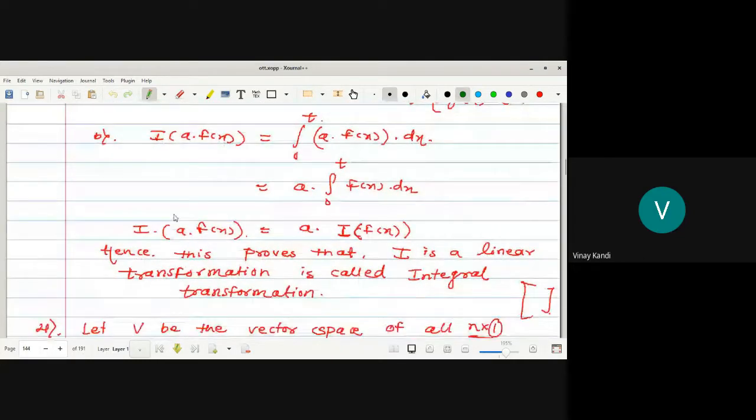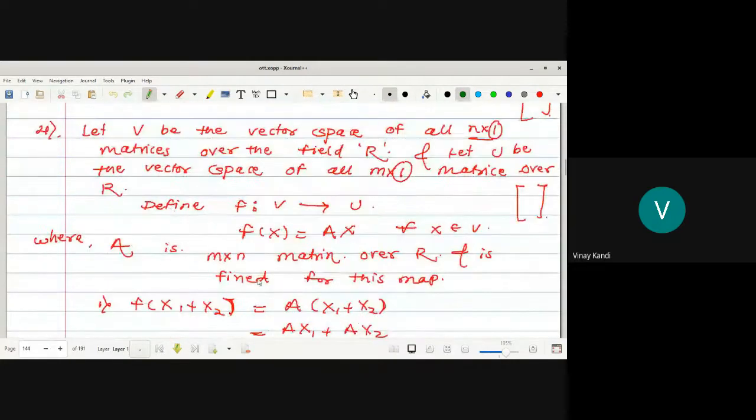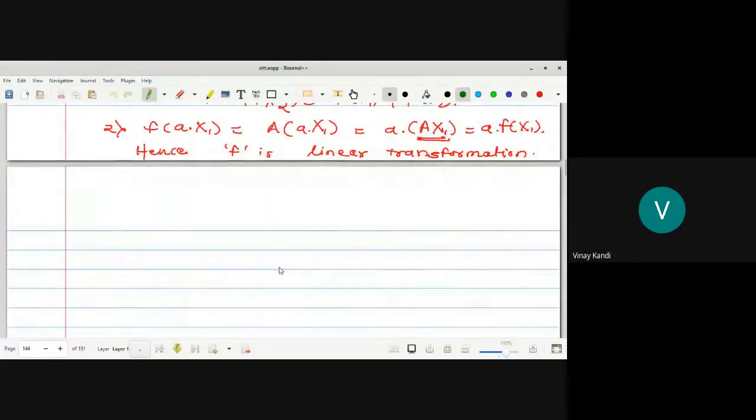And also we saw this one example: f of x is equal to Ax, where A is a fixed matrix of order m by n, which is also a linear transformation. So today we will see one more definition. What is vector space isomorphism?